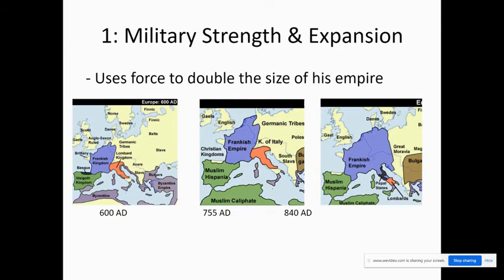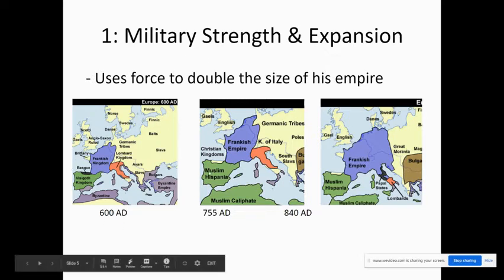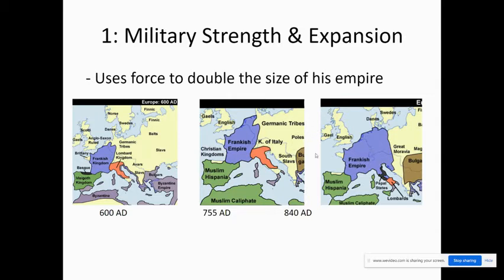All right, so the first way he does this is through military strength and expansion. So he uses force to double the size of his empire. So if you look here, here's 600 AD. And then as you see, the empire starts to expand here in the blue. And by the time that he's sort of at the end of his rule, or when his sons rule, the empire is pretty much all of Western Europe.